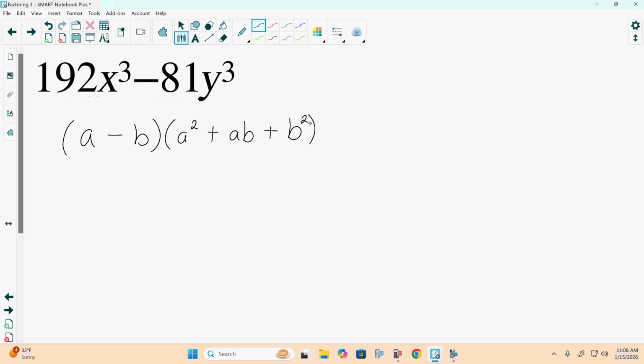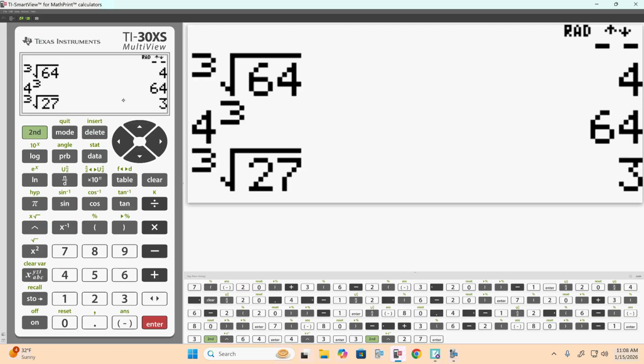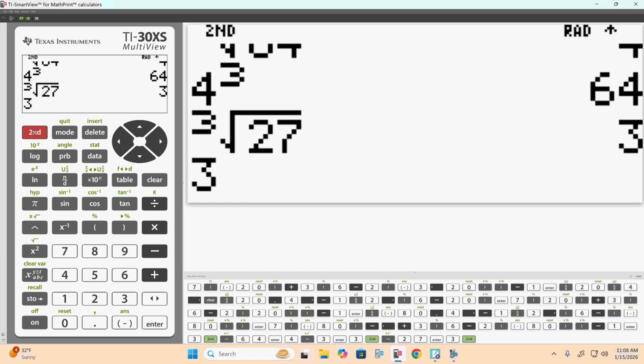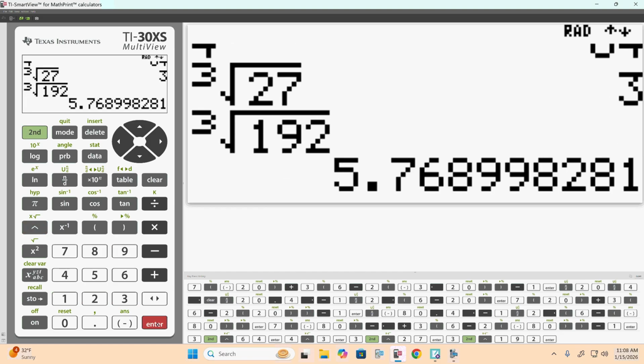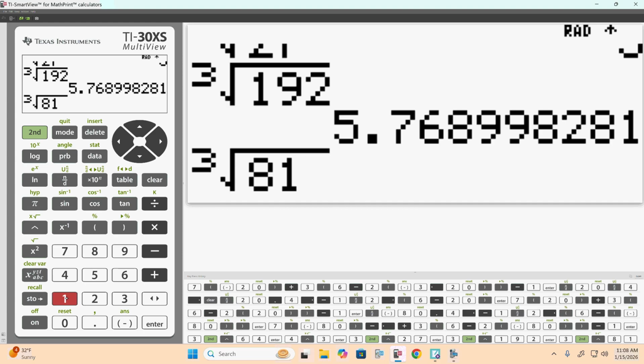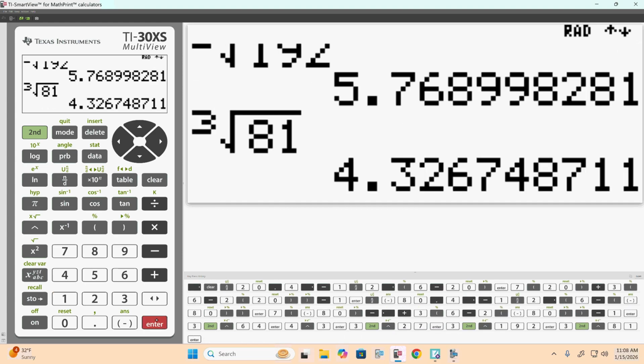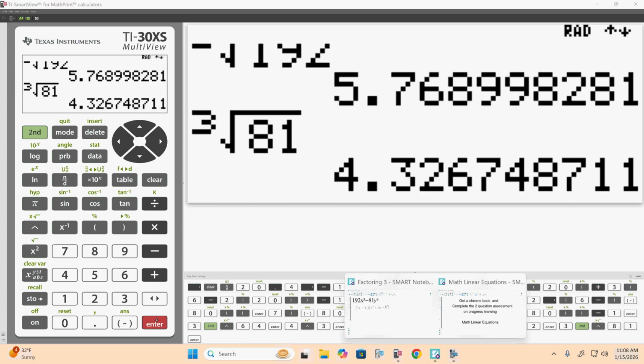Now we need to figure out what A and B are, what's going to go in those places. And to do that, we need to see what times itself 3 times. If there is a term times itself 3 times, that gives us 192. That's not too bad. We can take the cubed root of 192 and we get a decimal. So it's telling me it's not a perfect cube. I can check the same thing with 81. It's telling me it's also not a perfect cube.